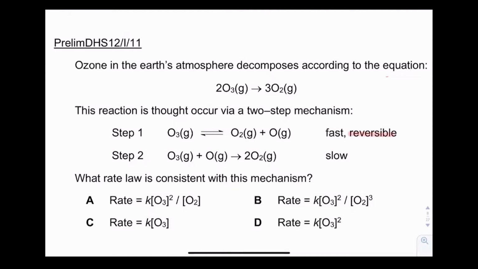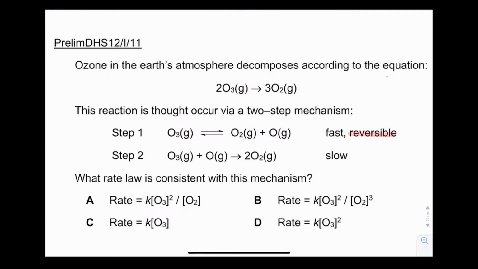1 mole of ozone will decompose reversibly to 1 mole of O2 and 1 mole of O. And then in the next step, 1 more mole of O3 will react with the oxygen atom from the previous step to give you 2 O2 molecules. So which rate law is consistent with this mechanism?